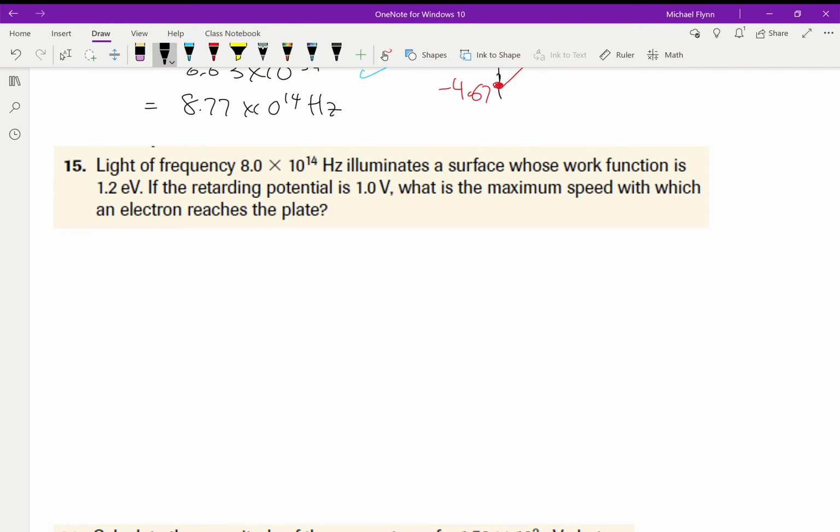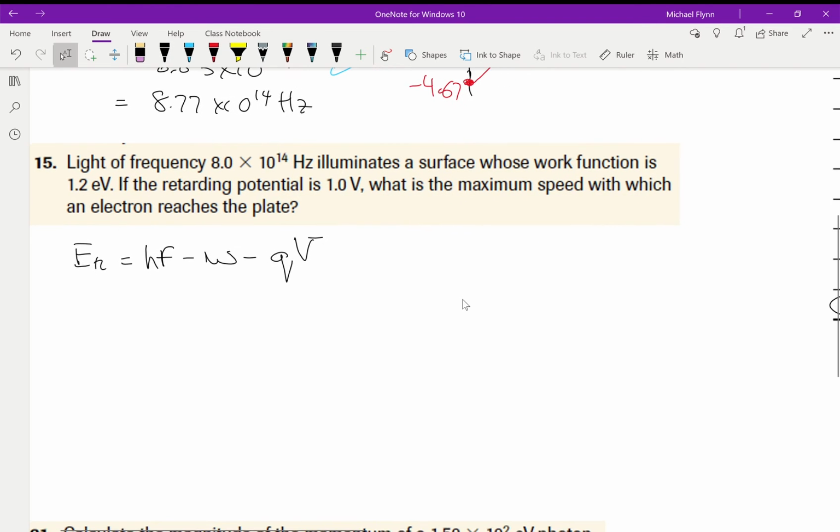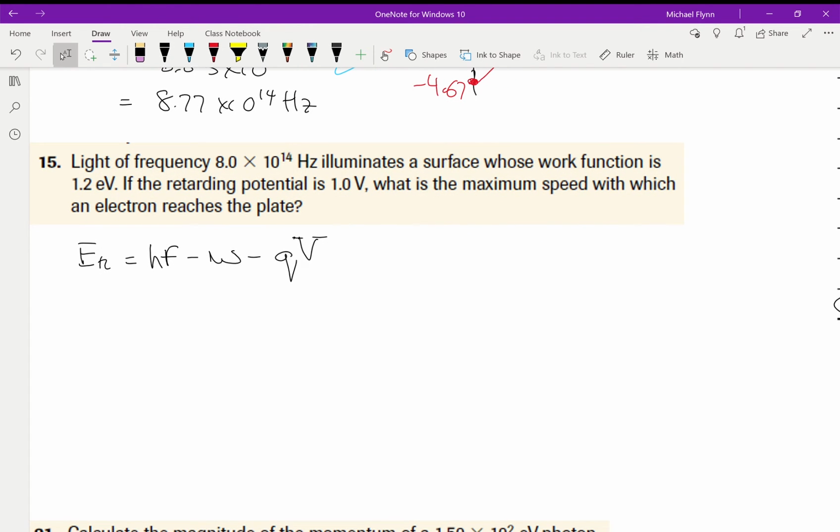Okay, it says light of a frequency illuminates a metal. Its work function is given. What is the maximum speed? Okay, so the photoelectric equation: EK equals hf minus W, minus q times the voltage. q is always the charge on the electron, and V is always the voltage, right?